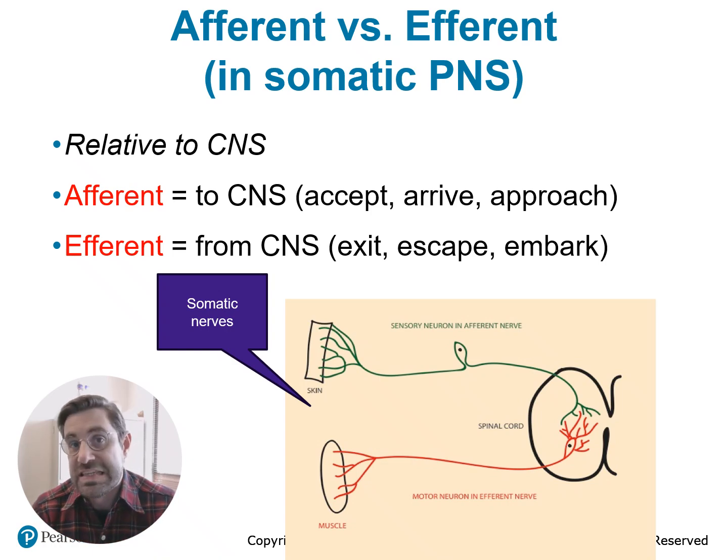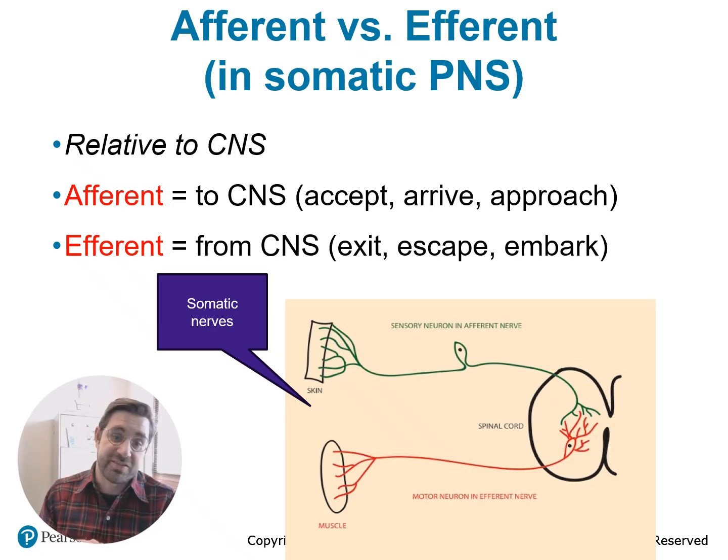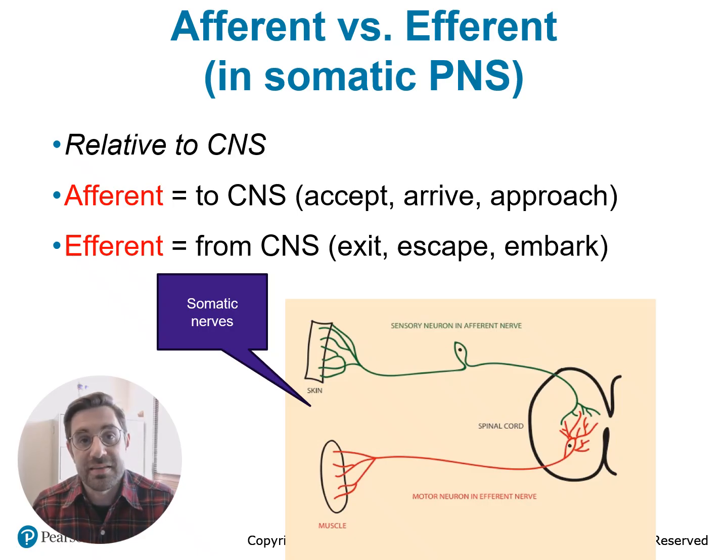The opposite is efferent, which exit, escape, or just embark from the central nervous system. In your somatic system, which interacts with the external world, of course, the sensory nerves are going to be afferent. They're going to come from your skin and be accepted into the central nervous system, whereas your muscular nerves are going to be efferent. They're going to exit the central nervous system and go to your muscles to move your muscles around.